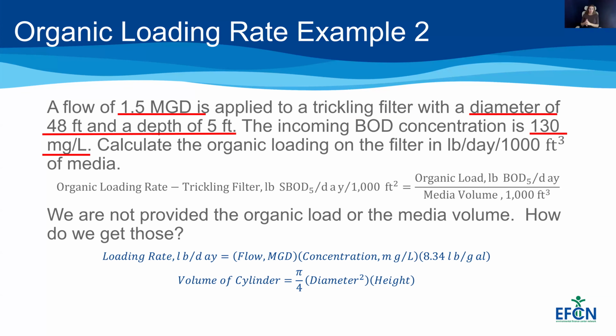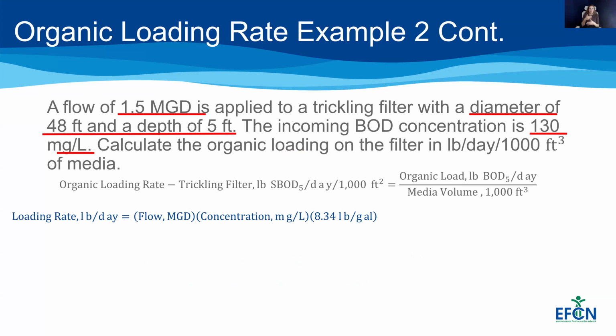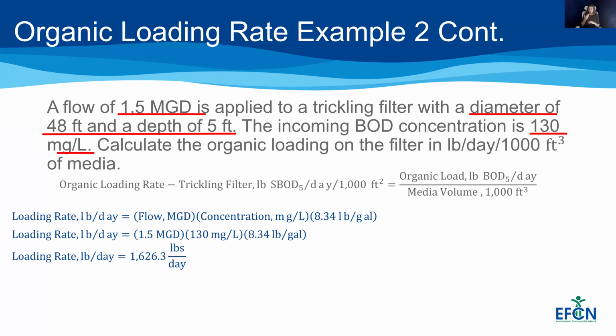Now, to find the volume of the trickling filter, one way to measure it is pi over 4 times my diameter squared times my height. That pi over 4 is the 0.785 some of us are familiar with. So let's go ahead and calculate those real quick. The loading rate, when we plug those variables that we mentioned in, is going to be equal to 1,626.3 pounds per day.